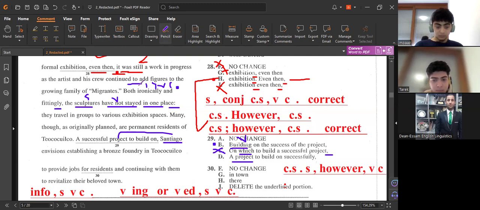After the comma, I don't care. It can be a sentence fragment, but does it explain? As I told you, it can be an explanation. It can illustrate. It can elaborate. It can be a restatement. It can be shocking news. It can be surprising. It can be anything, but related to something mentioned before. He said here, they travel in groups to various exhibition spaces. That's why the sculptures have not stayed in one place, because they go to many spaces. So it has not stayed in one place because they travel in groups to various spaces.